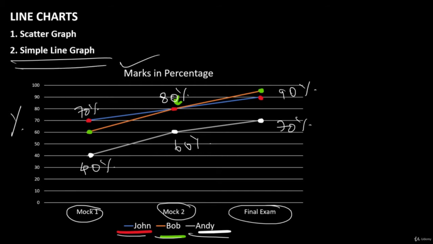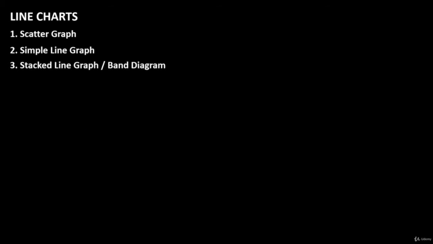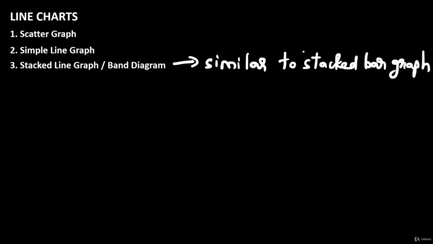All right, so let's move on to the third type of line chart, which is a stacked line graph or a band diagram. All right, so this is similar to the stacked bar graph. You draw one on top of the other in the case of a stacked bar graph, right?